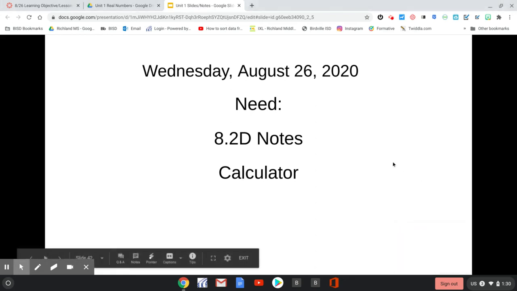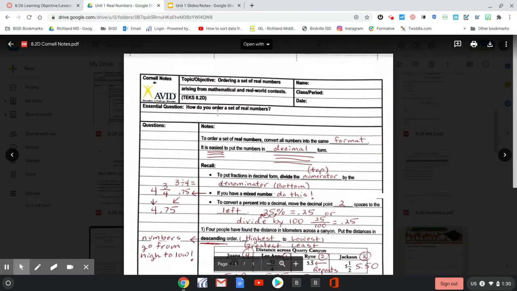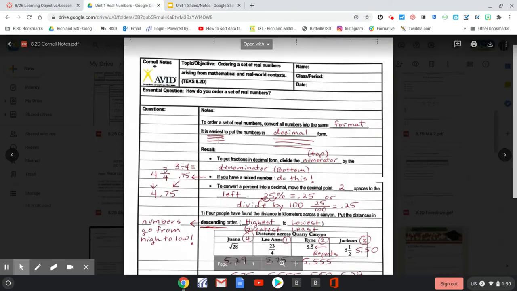Hey guys, today is Wednesday, August the 26th, and we are moving on to 8.2D. That is ordering real numbers. So hopefully on your lesson page, you see that we have our notes that look like this.